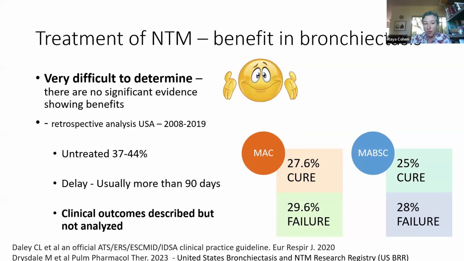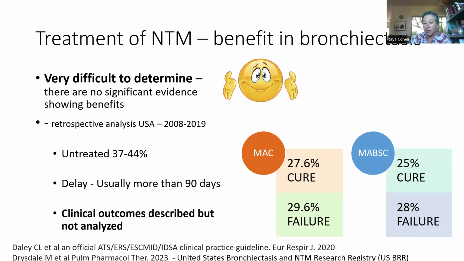And what about the success of the treatment? It's very difficult to determine, and we don't have very significant evidence showing clinical benefits for treatment, unfortunately, still today. Regarding microbiologic success, there also the treatments are not very successful. In a large American registry, they have shown that, first of all, around 40% of the patients were not treated. The ones that were, usually the treatment was delayed over 90 days between the growth and the start of the treatment. So I think it goes to show that many physicians feel that they need to see if the disease is progressive before starting treatment.